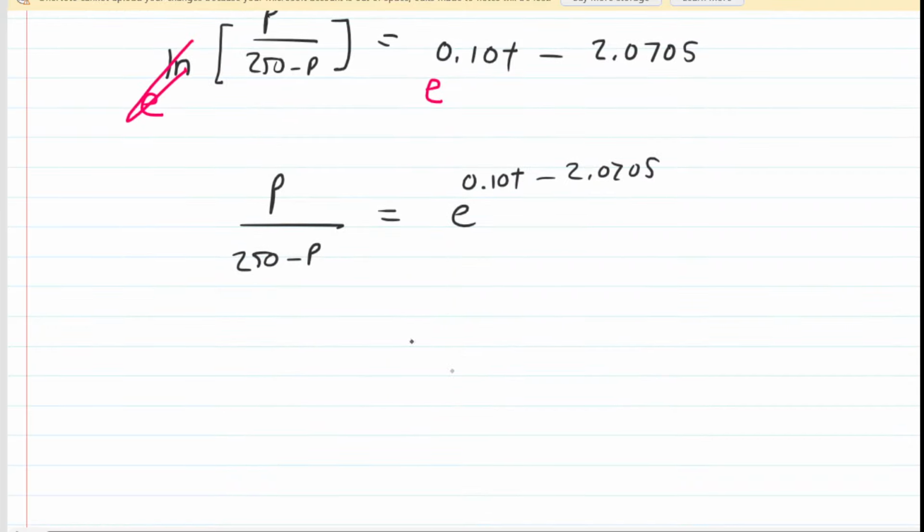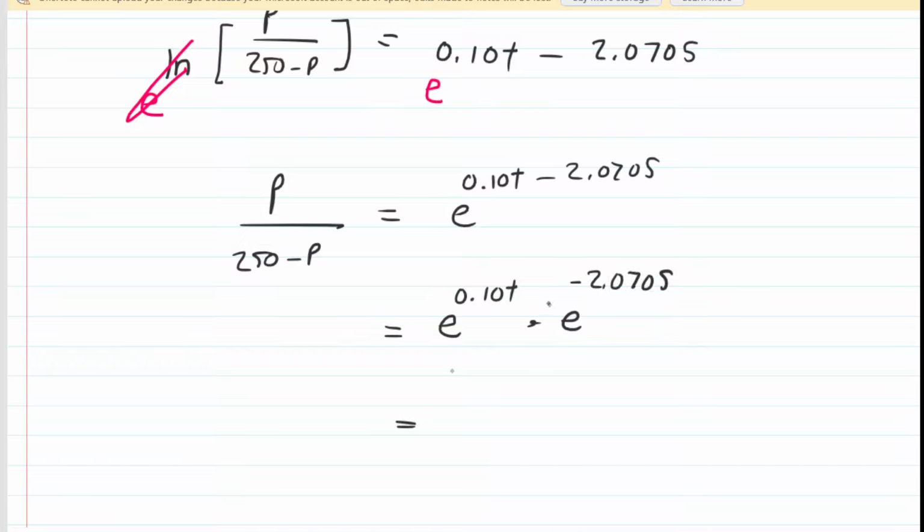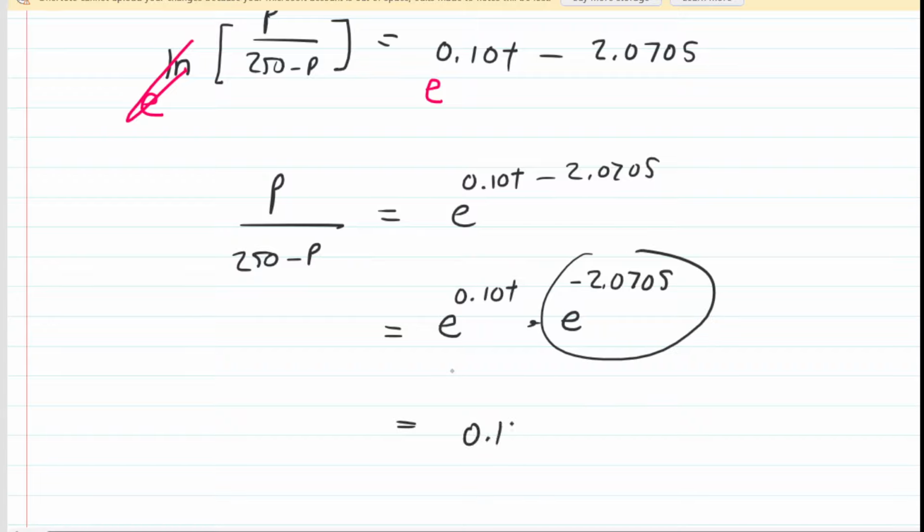Over there on the right-hand side, we can use an exponent property to rewrite that right-hand side as the product of the two exponentials as follows. Then we could pick up our calculator and evaluate this term, which is about 0.126. So we have 0.126 times e to the 0.10t on the right side.